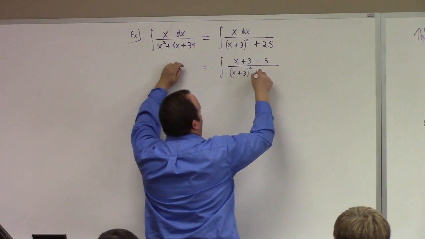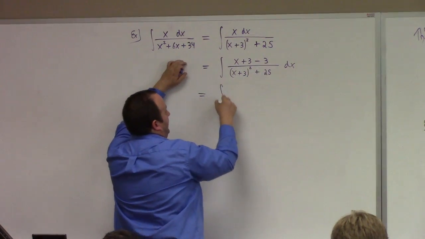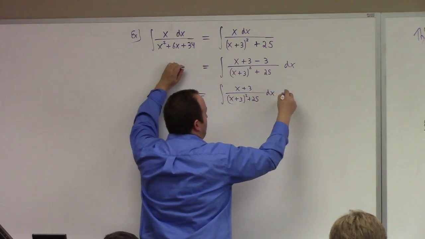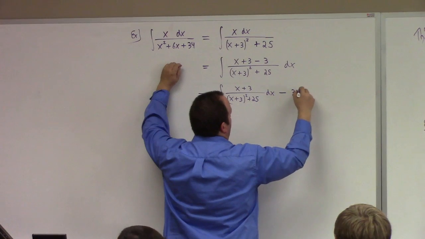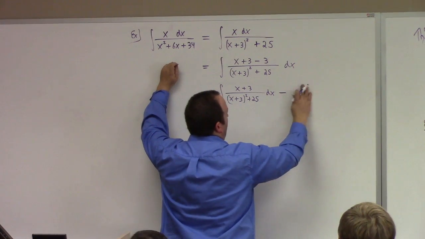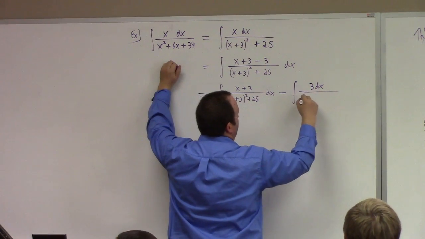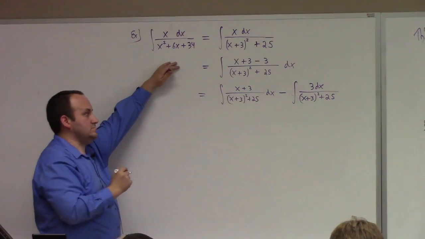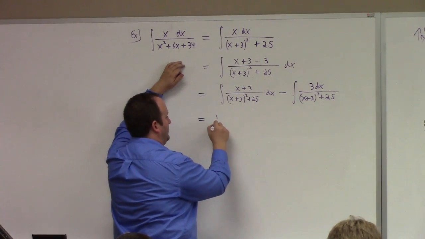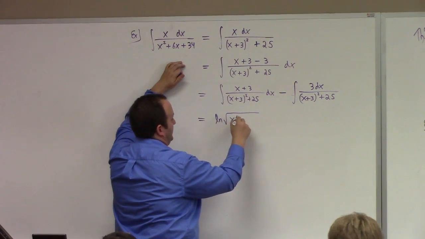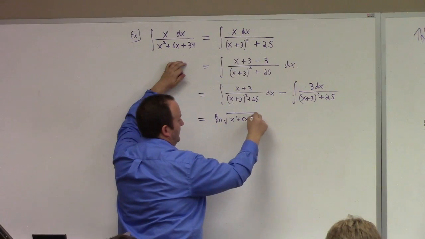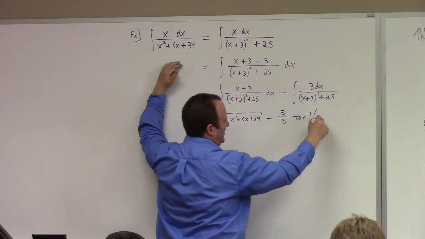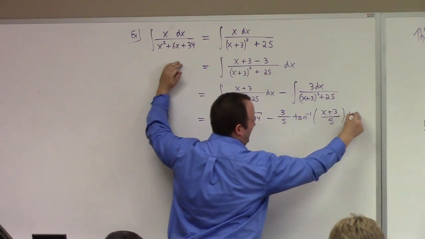Why do I do that? I do that because then I have, on the one hand, this kind of integral, which is a u substitution, and I have this guy over here, which is an inverse tangent. So, just getting to the point, this is the natural log of the square root of x squared plus 6x plus 34 minus 3 over 5 times the inverse tangent of (x plus 3) over 5, plus a constant.